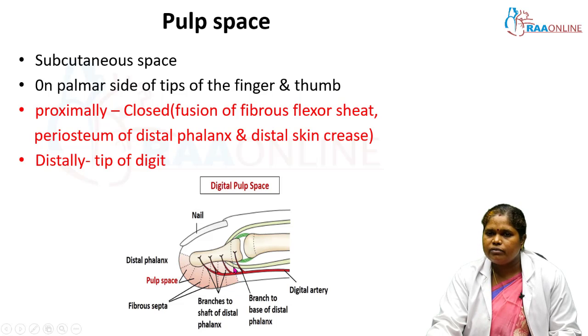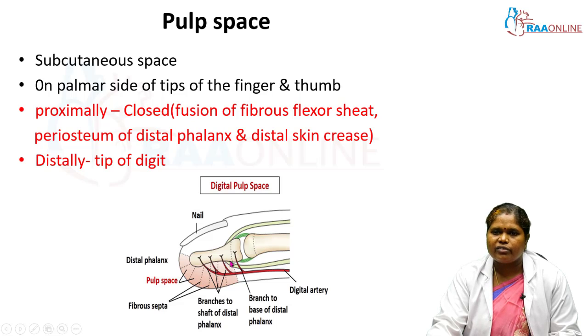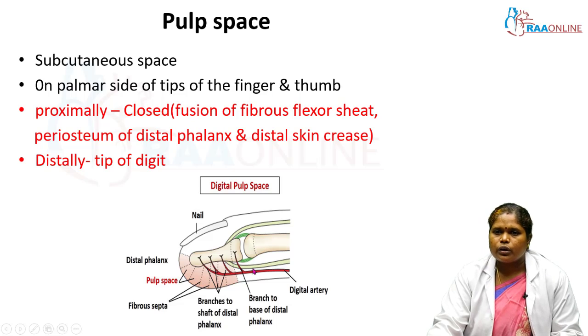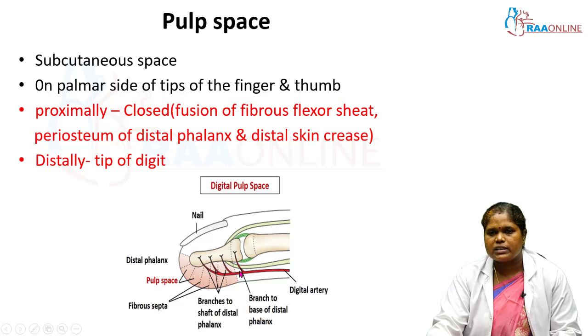And proximally if we see, the green color structure will be flexor digitorum profundus tendon. Okay, and covering this flexor digitorum profundus tendon, we will have fibrous flexor sheath. Okay, so this fibrous flexor sheath will be attached to the distal phalanx, the periosteum of distal phalanx. Okay, and here we have the distal skin crease, digital crease. That crease also will be tightly adherent here.